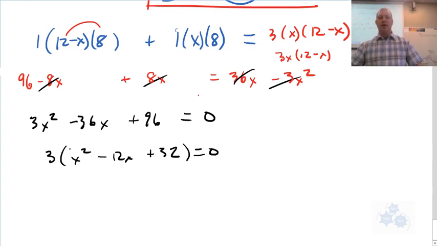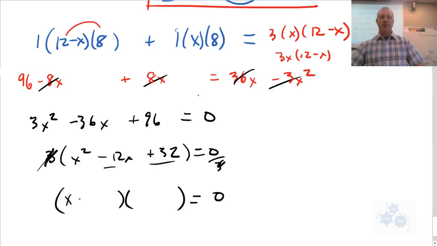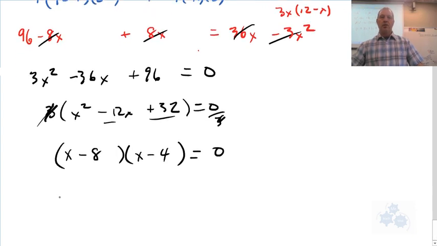So if we're trying to find x, we don't have to worry about the 3. You can actually divide 3 out of both sides like this, right? And then it's gone. It's still 0 over here. And if you factor this trinomial, two numbers that multiply to positive 32 and add to negative 12 are negative 8 and negative 4. So the solutions look like x equals 8 or positive 4.